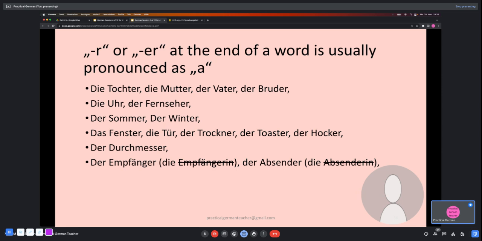So can someone read? Don't try to read anything, just read the first sentence for me, please. The words in this sentence. Die Tochter, die Mutter, der Vater, der Bruder. Please continue, read till the end. Die Uhr, der Fernseher, der Sommer, der Winter, das Fenster, die Tür, der Trockner, der Toaster, der Hocker, der Durchmesser, der Empfänger.